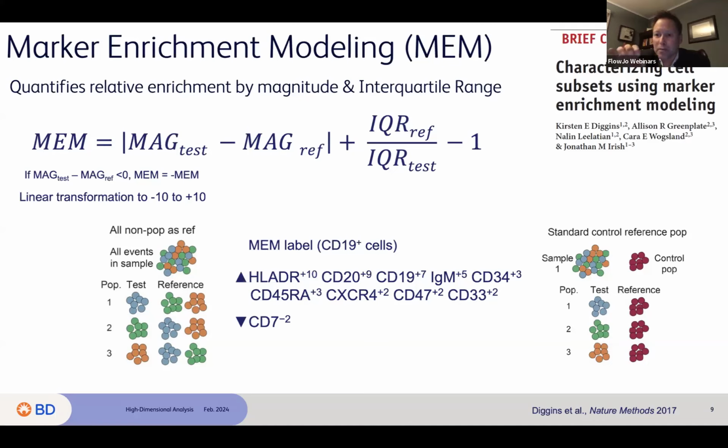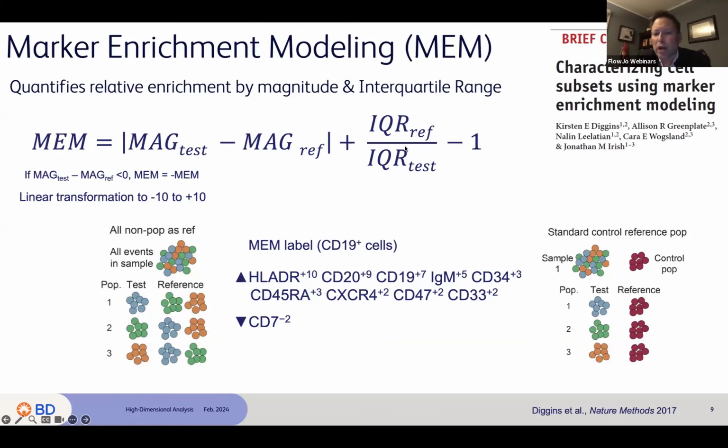Or we break out MEM, which is a brief communication from Nature Methods, a way to name or characterize a population based on what it's expressing in comparison to some reference. MEM is always in comparison to some reference, and you can pick what that reference is. What MEM is, it's basically an equation, which is listed right here. It's the magnitude of expression for each one of the parameters in your data set for your test population compared to that reference, plus some correction factor for if a population is really spread out or very diverse or distributed compared to another.